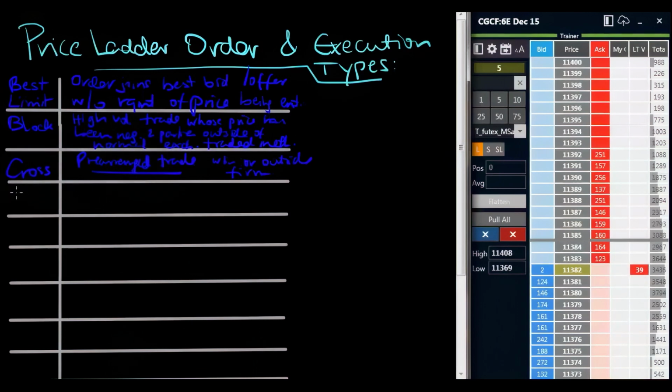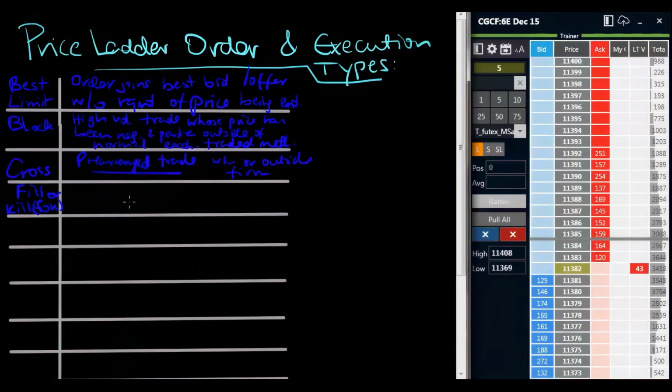Then we have an interesting order type called the fill or kill, and put that in brackets, F-O-K. So the fill or kill is, let's say, an entire order that either gets filled immediately or is immediately canceled. Basically, in essence, that's what the order type is.